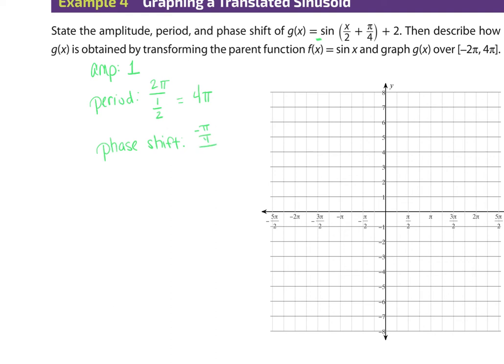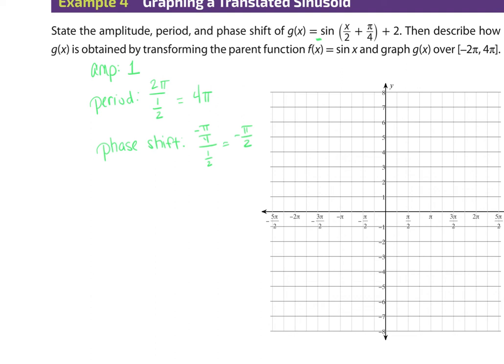And I go ahead and negate it because it tells me which way I'm moving. I'm going to move left here, over my B, because my B has not been taken out. So what is my B here? 1/2. So keep, change, flip. It's going to be negative pi over 2. I'm going to move left pi over 2, okay?